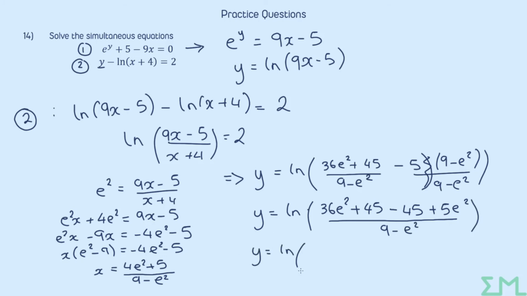Simplifying a little bit there, 45's cancel, 36e squared plus 5e squared, 41e squared. Okay, that was worth doing in the end. That looks significantly nicer than what we started with. And then we have our 2 solutions. That is the final question.